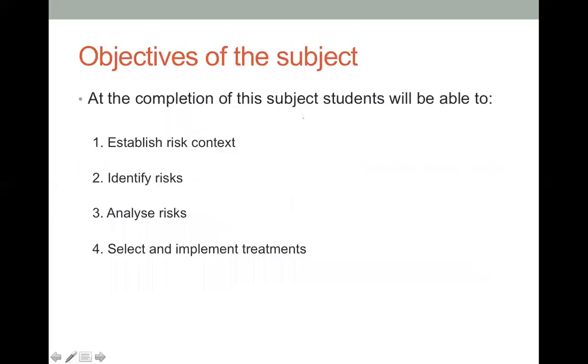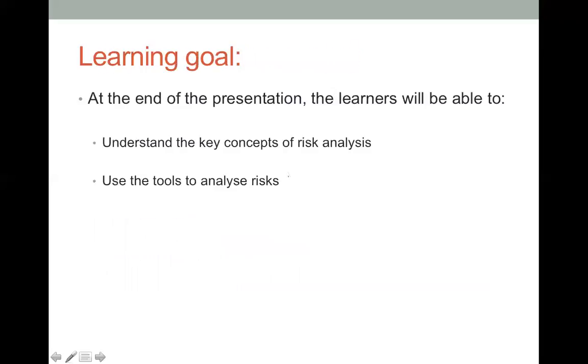Okay, all right. Now, the objectives of the subject are again to understand the entire risk management process framework: establish the risk context, identify risk, analyze risk, and also select and implement risk treatments. Assessment 1 is basically about establishing context and identifying risks, and your assessment 2 is basically to continue your journey with the risks that you have identified. We will analyze and treat them. So that's your assessment 2.